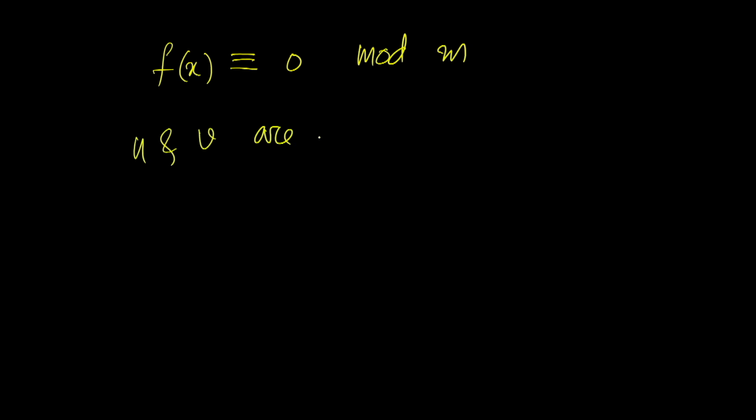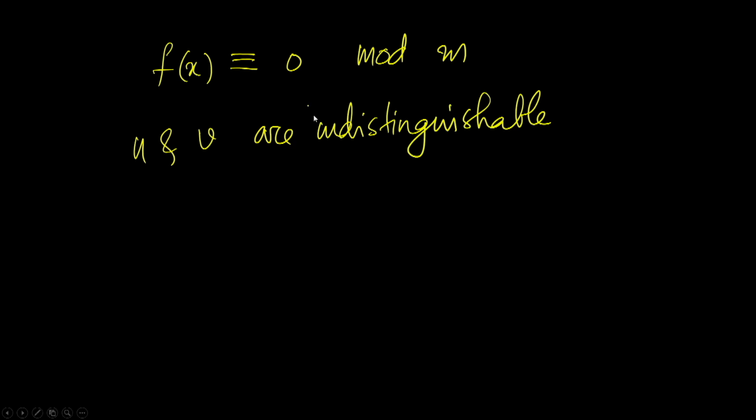Therefore, when we talk about solutions of the congruence f of x congruent to 0 mod m, we assume that u and v are indistinguishable. They are congruent to each other mod m. So, we essentially assume that they are the same solution. So, we do not count them as separate solutions modulo m. For example, consider x squared minus x plus 4 equal to 0.